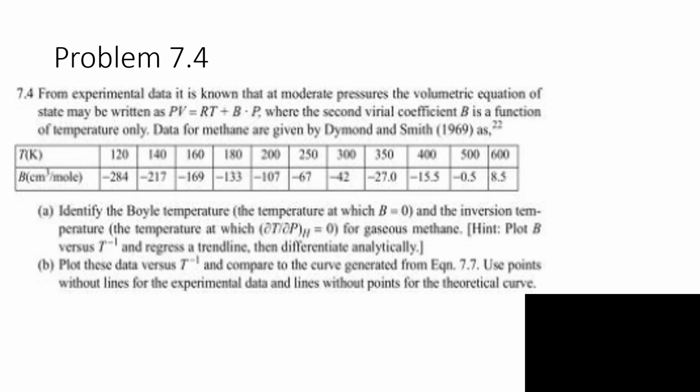It gives us a hint to plot B versus inverse T, get a trend line, and differentiate analytically. Then it wants us to plot this against the curve from 7.7, and use the points without lines for experimental data and the lines without points for the theoretical curve.